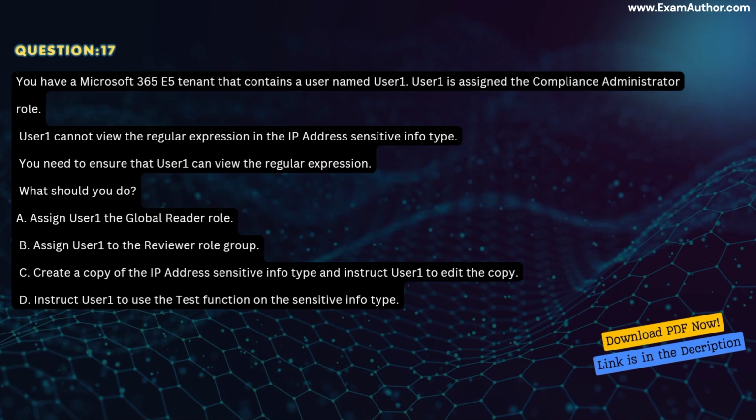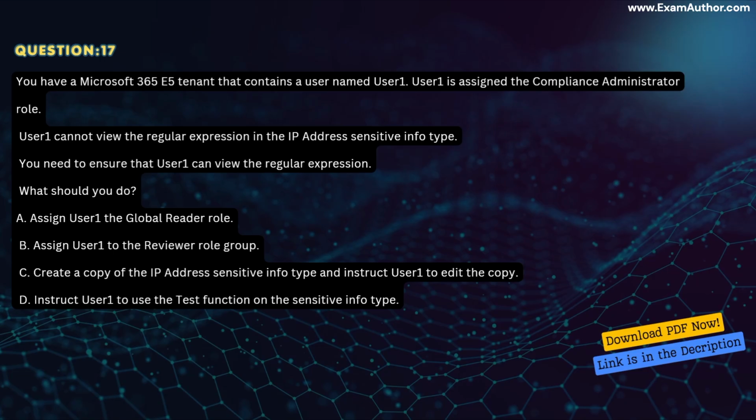Question 17. You have a Microsoft 365 E5 tenant that contains a user named User1. User1 is assigned the Compliance Administrator role. User1 cannot view the regular expression in the IP address sensitive info type. You need to ensure that User1 can view the regular expression. What should you do?